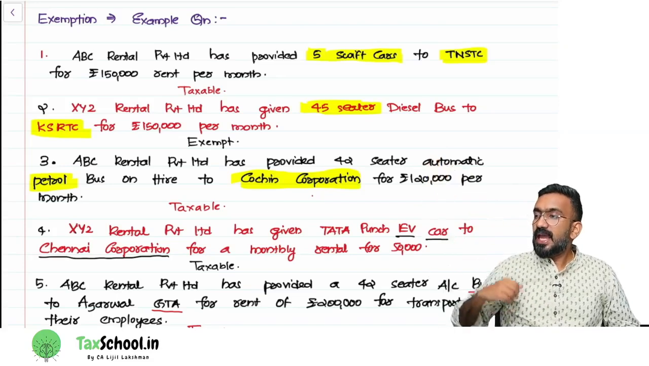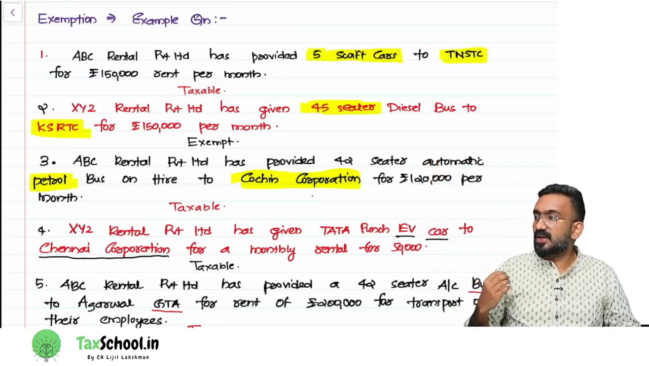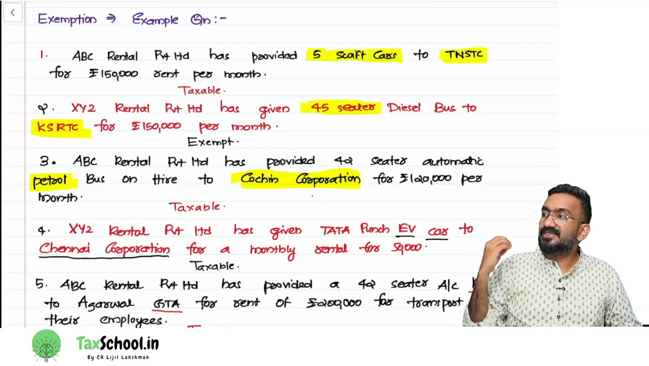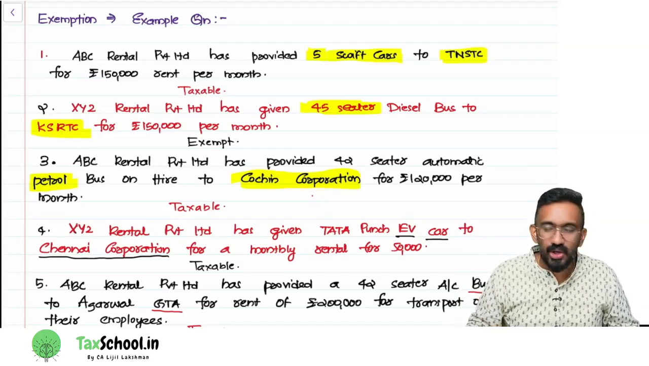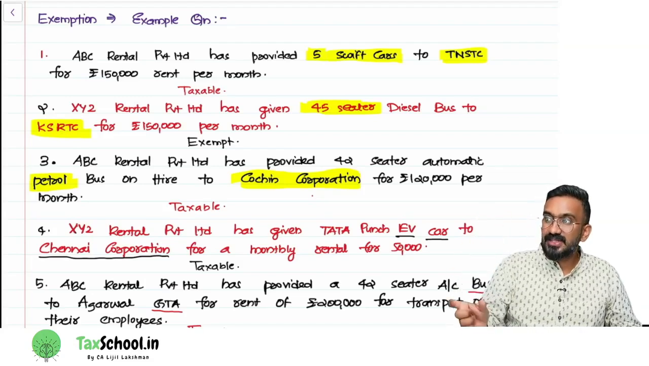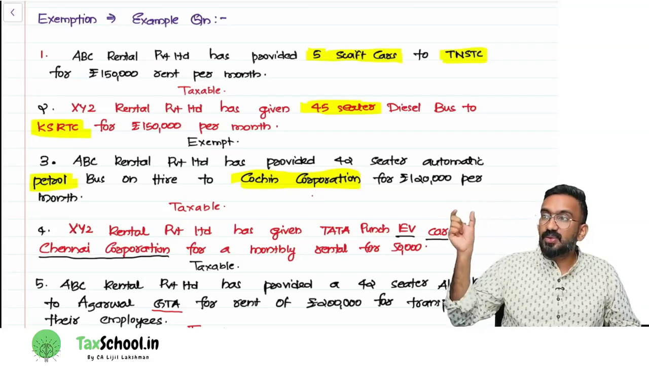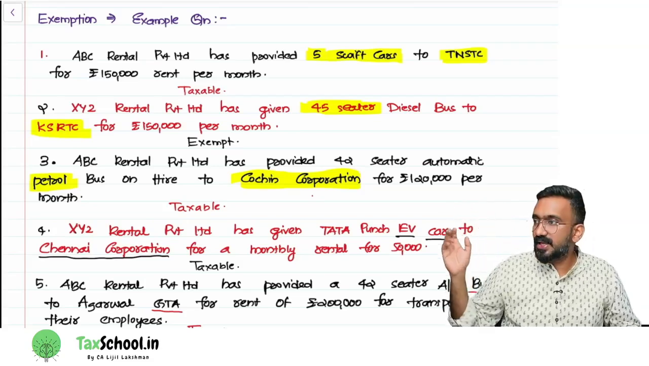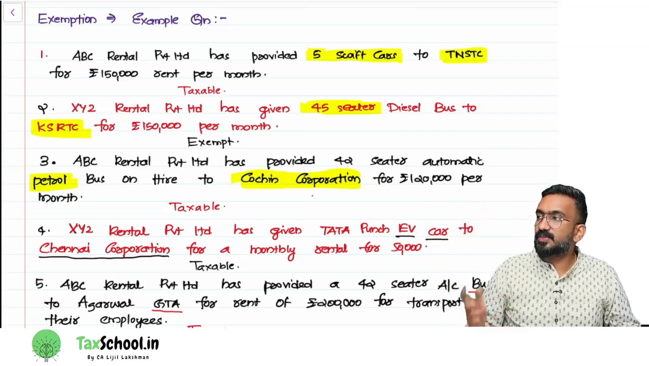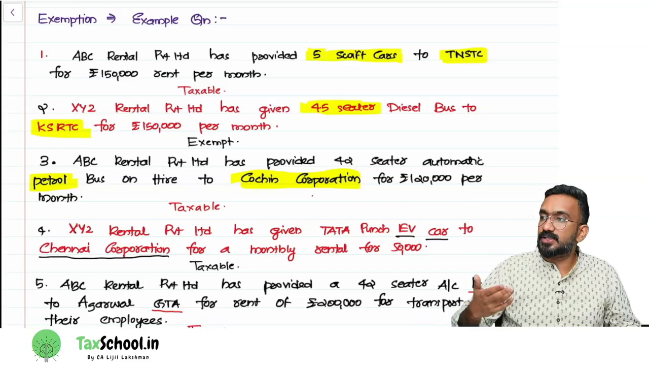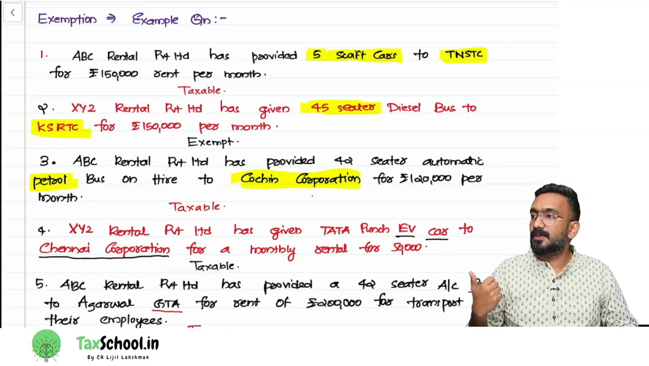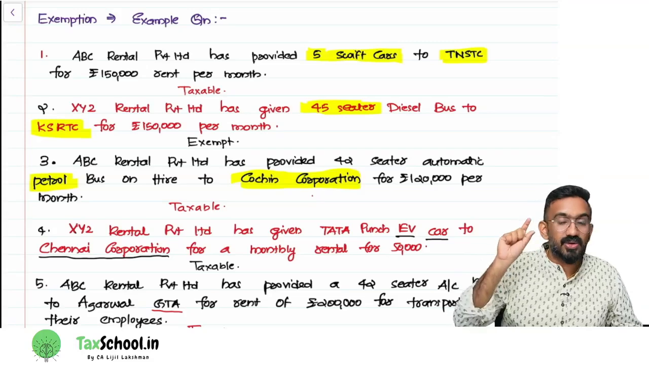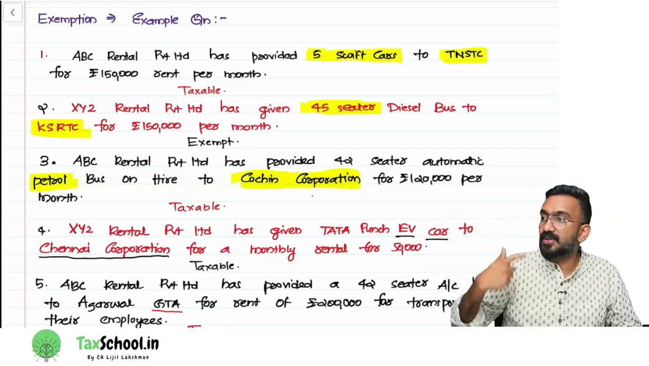Question number 2. XYZ Rental Private Limited has given a 45-seater diesel bus to KSRTC for 1,50,000 per month. Would it be taxable or exempt? It would be exempted because it is a 45-seater, more than 12-seater, and it is given to KSRTC, State Road Transport Undertaking. Third, ABC Rental Private Limited has provided a 42-seater automatic petrol bus on hire to Kochi Corporation for 1,20,000 per month. It would be taxable. Why? It is a petrol bus to Kochi Corporation, that is a local authority. You should give an electric bus to get the exemption.